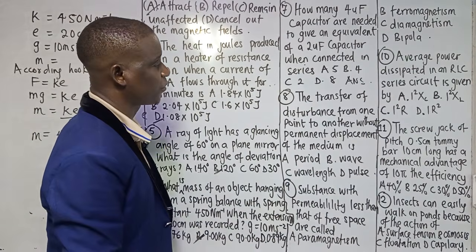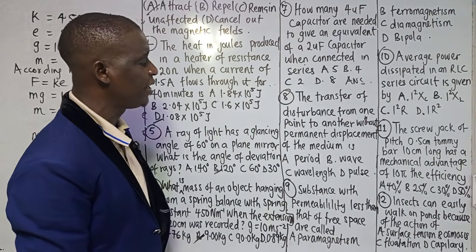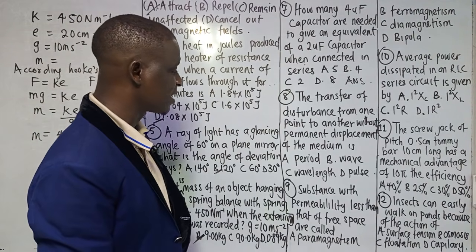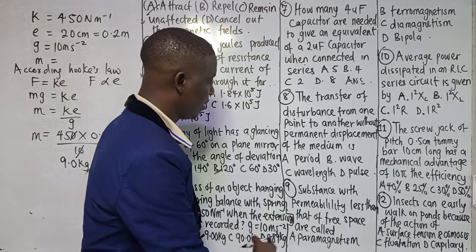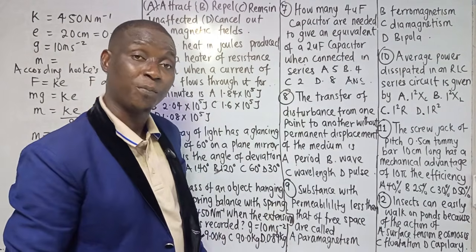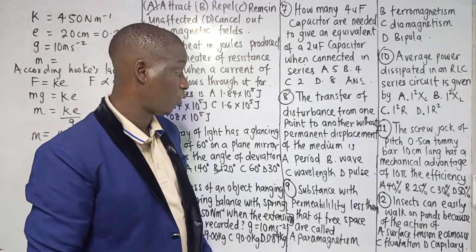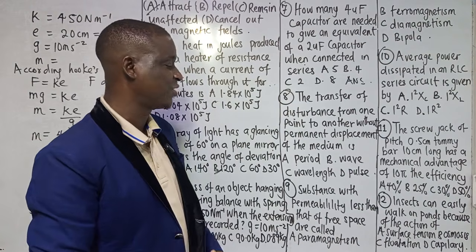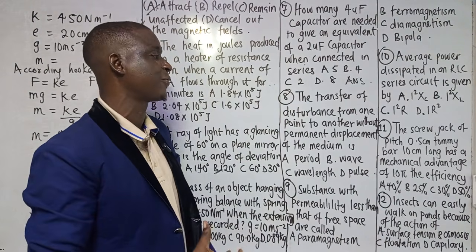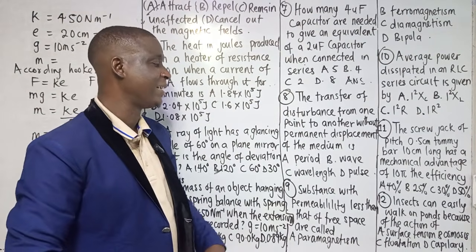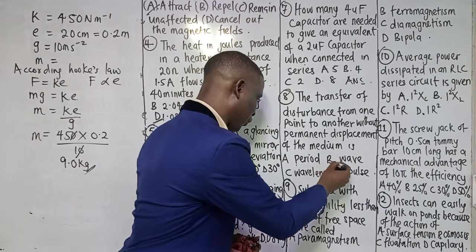Now, they say the transfer of disturbance from one point to another without the permanent displacement of the medium is what? Period is the time it takes for a wave to complete one cycle or one oscillation. Then wave is defined as the transfer of disturbance from one point to another without the permanent displacement of the medium. That is wave for you.